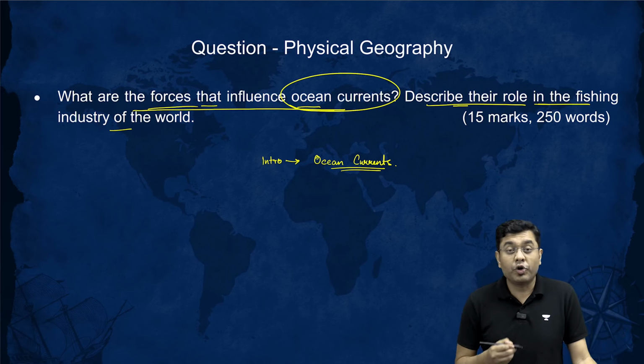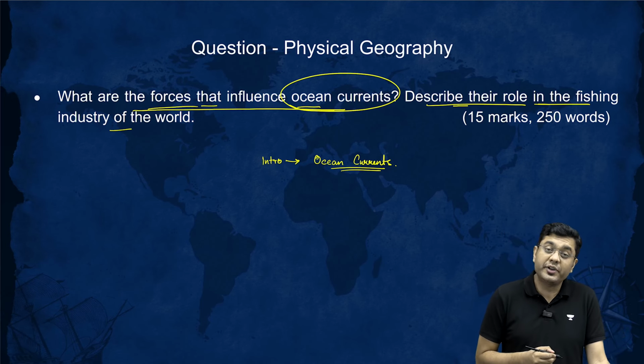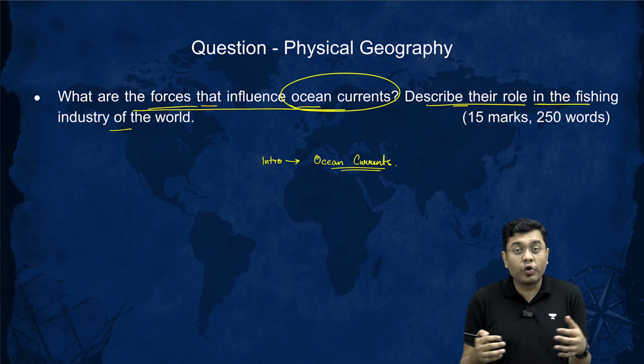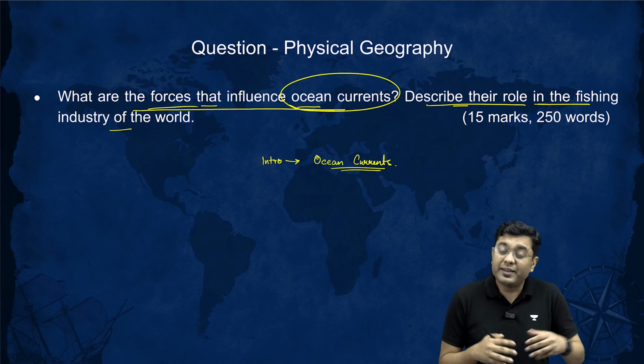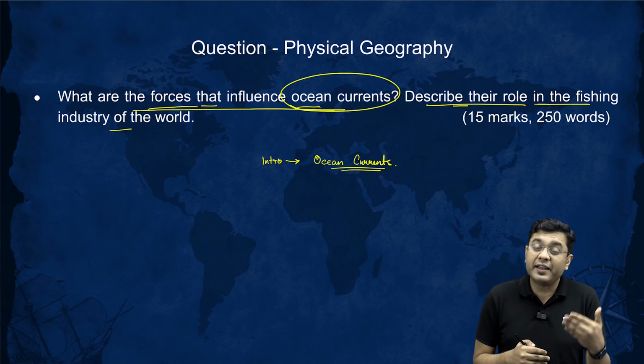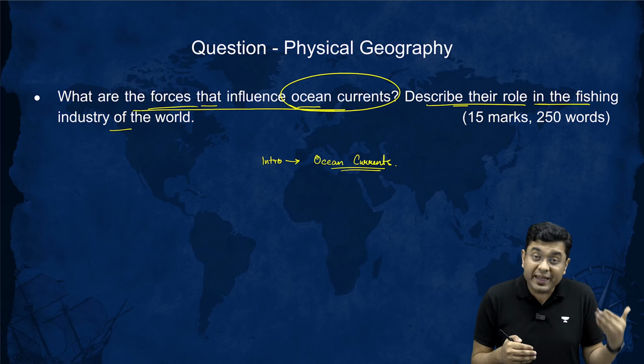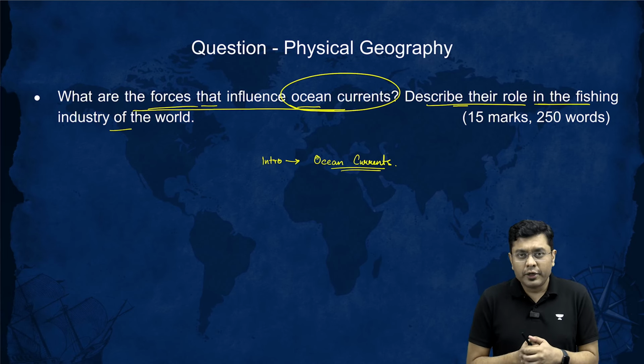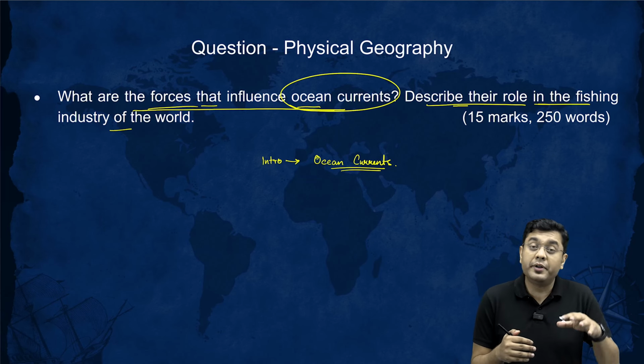Now, ocean currents have got a substantial role to play in the fishing industry as well. For example, wherever you have the mixing of the cold and the warm ocean currents, that is an ideal fishing zone of the world. Here give examples of which regions create these opportunities. So here you can validate with the examples.